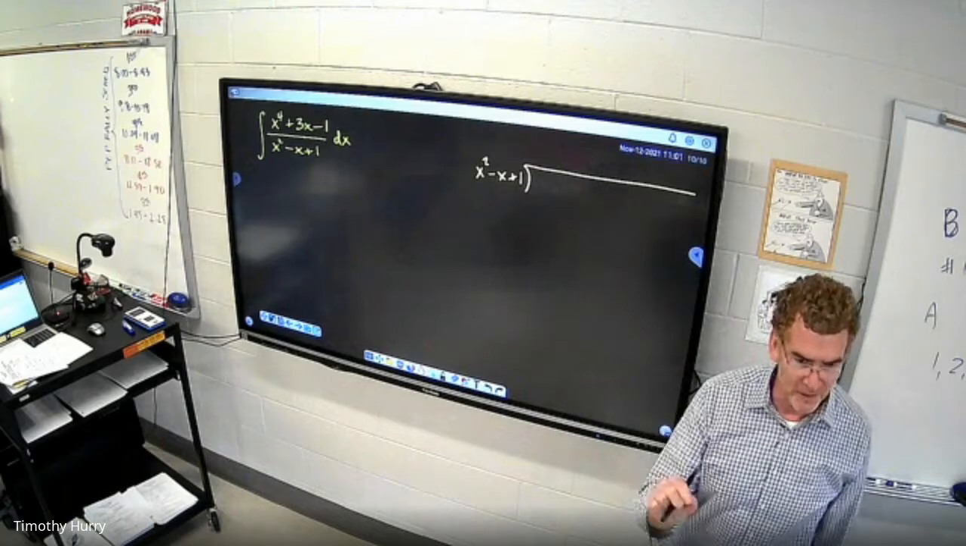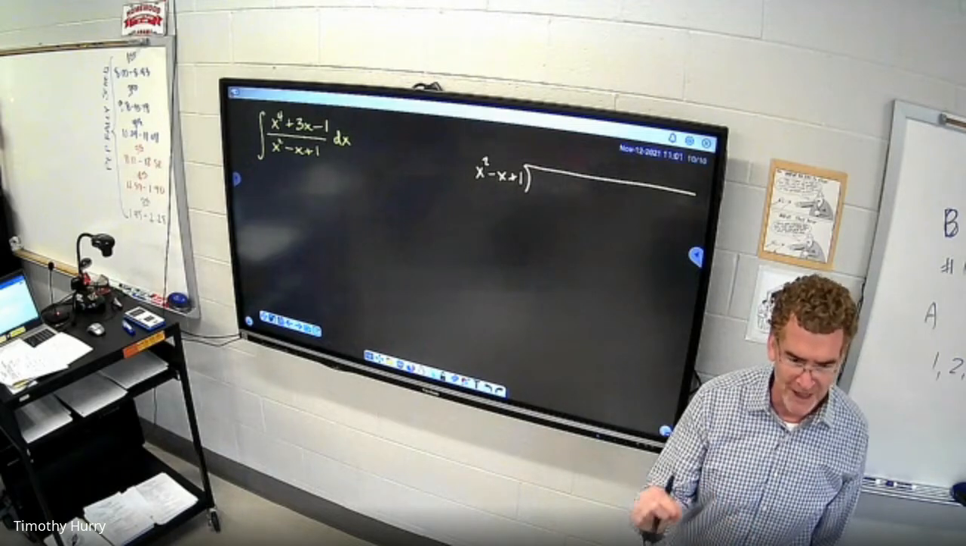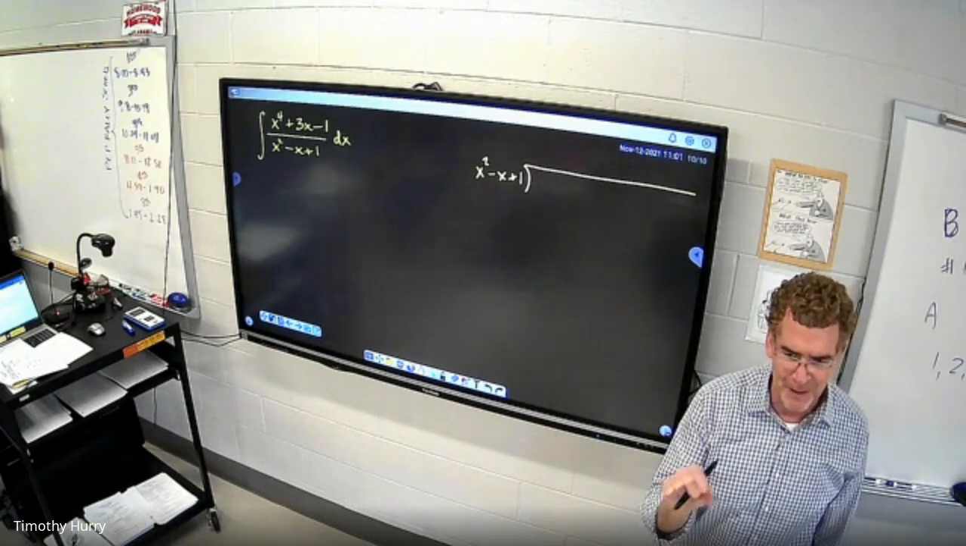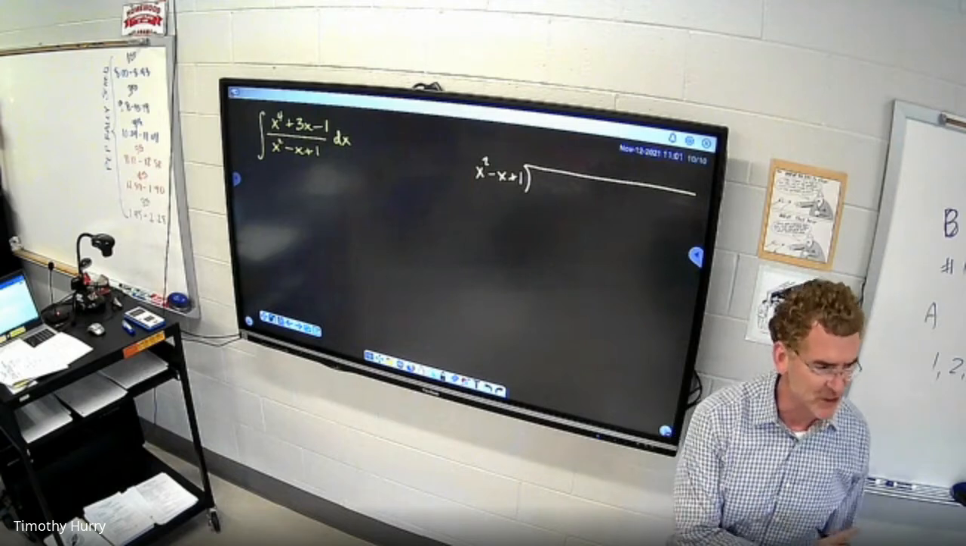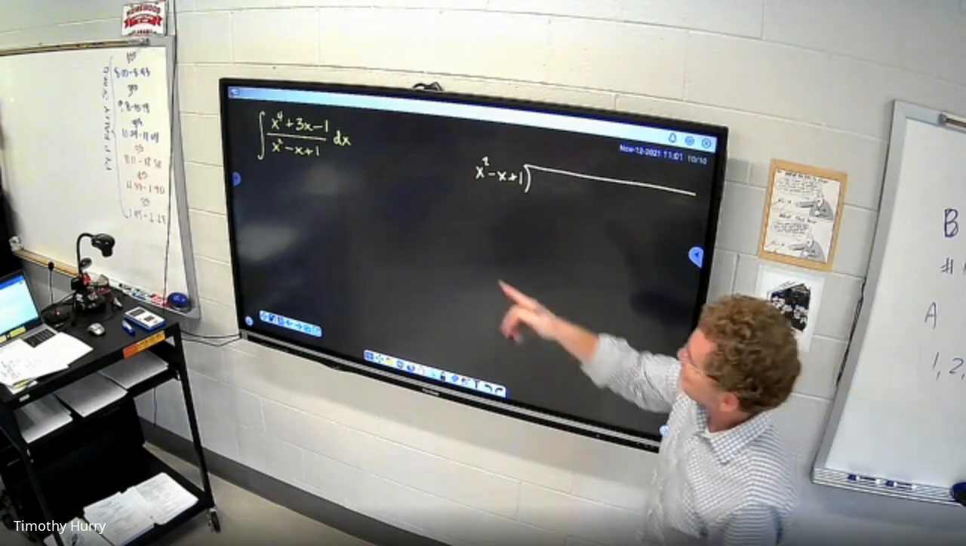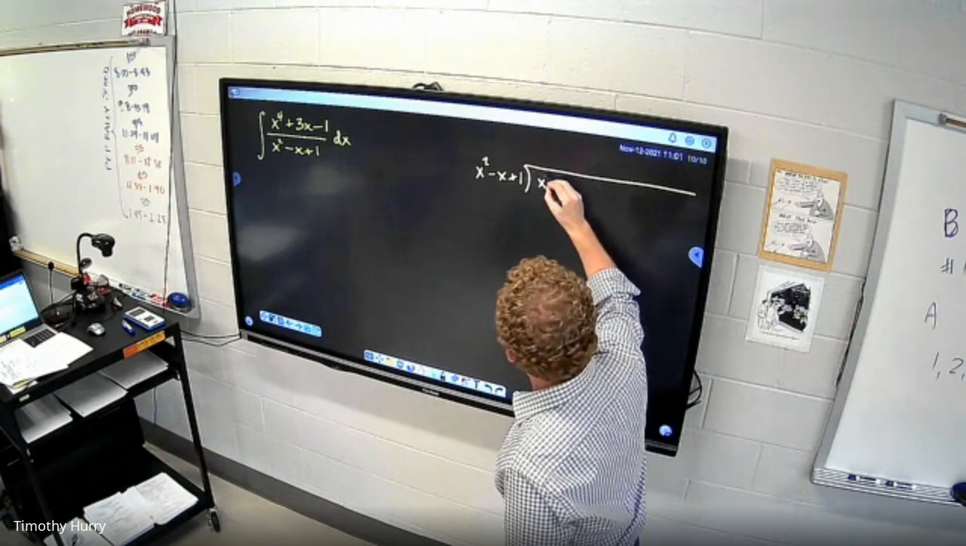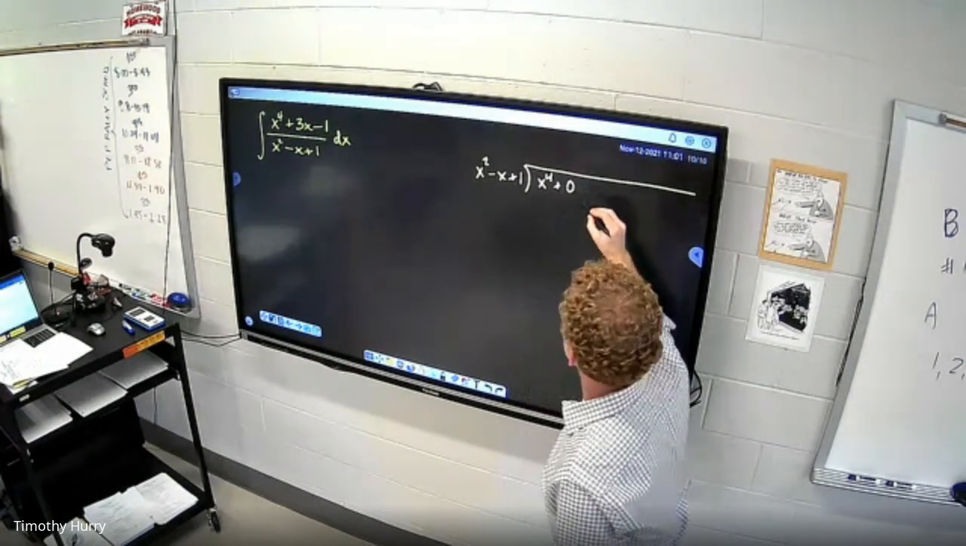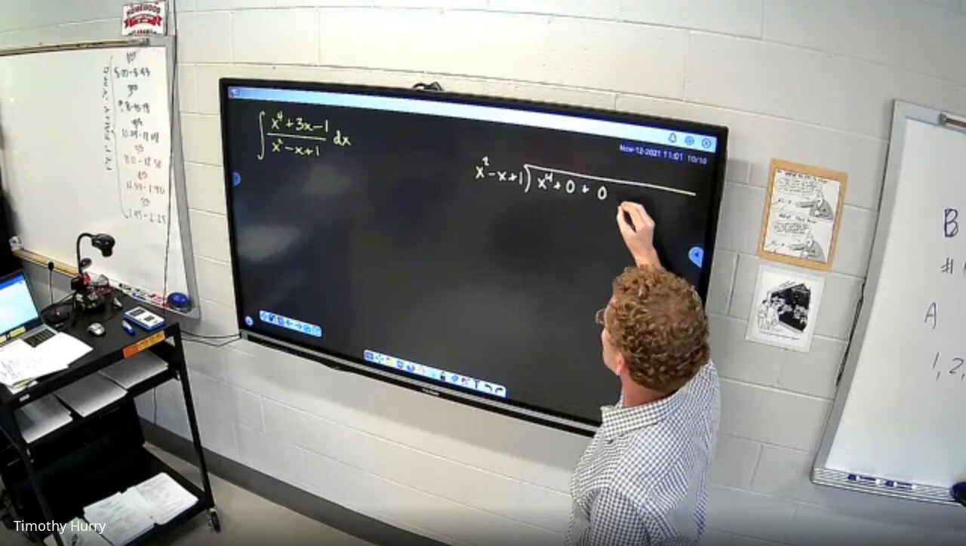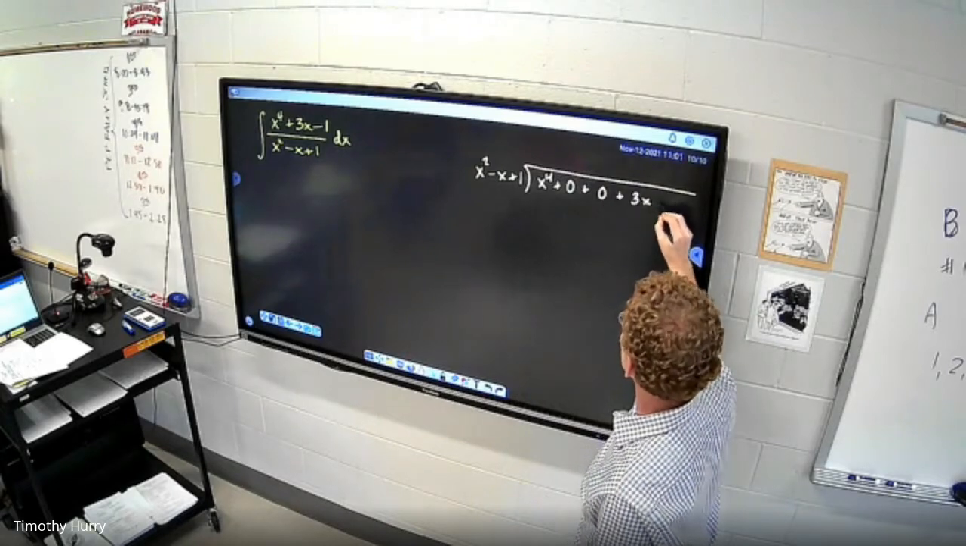You do one variable at a time, but do you remember what you do when you're writing it out? What happens if you're missing a power? You've got to put a 0 to hold that place value. So you can see I'm missing some stuff on the top. So I'm going to put a 0 in there for the x cubed, a 0 in there for the x squared, but I do have the x term and the constant.